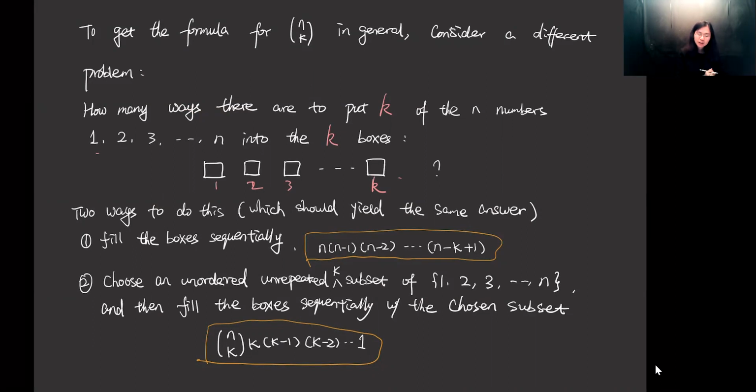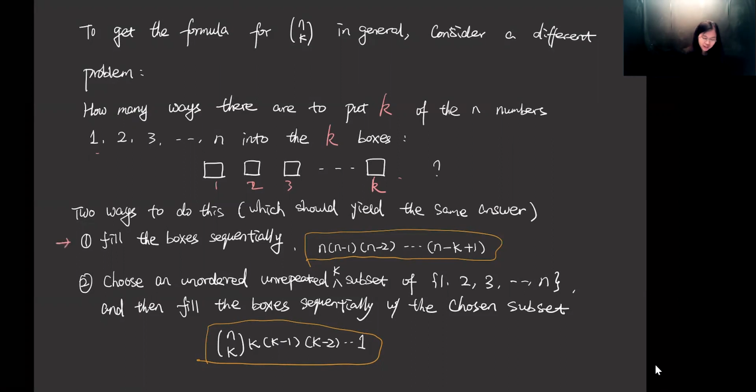It's in fact easier to do this problem. There are two different ways to solve this problem, to figure out the number of ways to put K elements out of the n numbers into the K boxes. These two ways should yield the same answer because they are solving the same problem. If they're solving the same problem, they should give you the same solution.